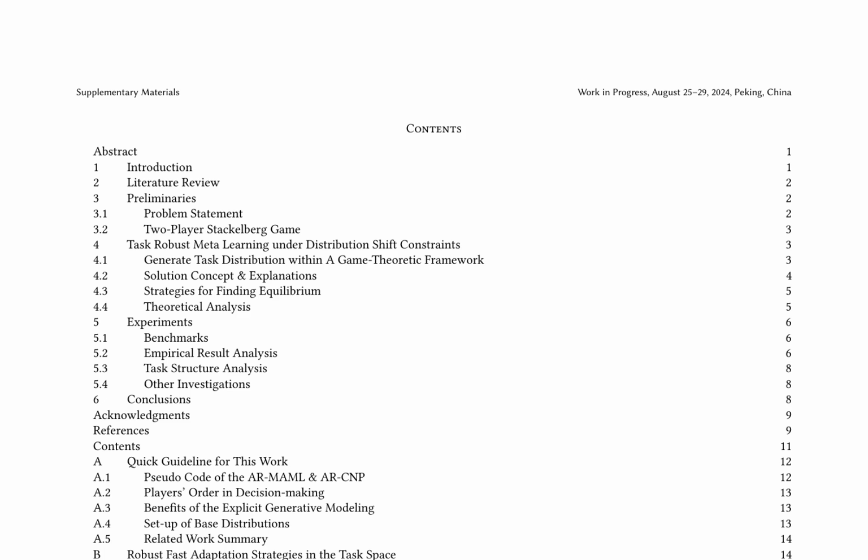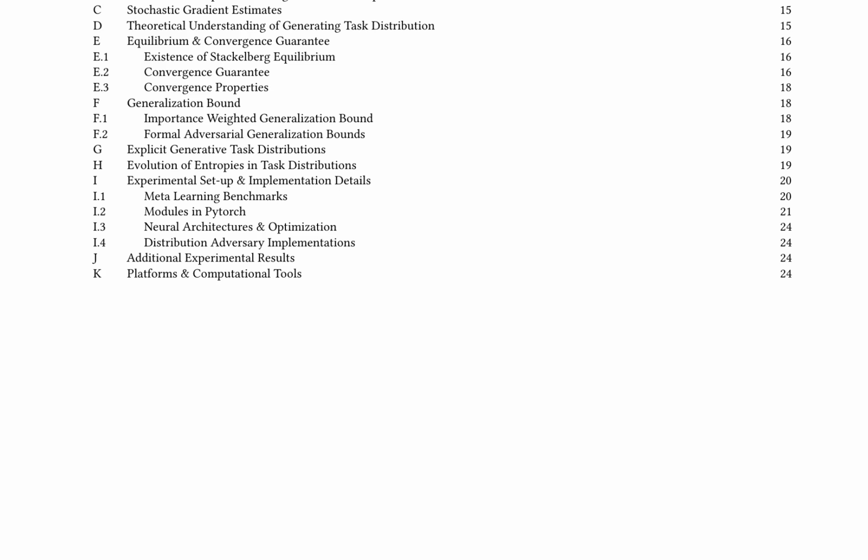In this framework, the solution concept involves finding equilibrium strategies for both players. Theoretical analysis shows that this approach can lead to better generalization across different distributions. Experimental results demonstrate the effectiveness of our method using various benchmarks and task structures. We also provide a guideline for implementing our approach, including pseudocode for ARMAML and ARCNP algorithms, and discuss the importance of player order in decision-making.